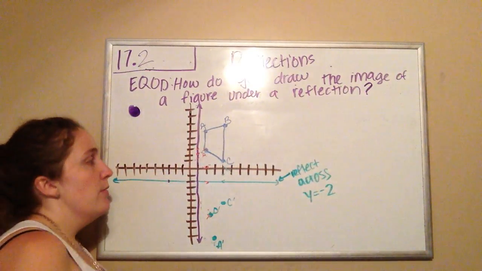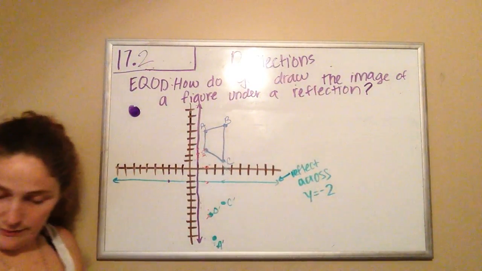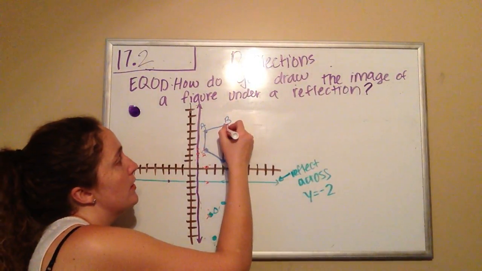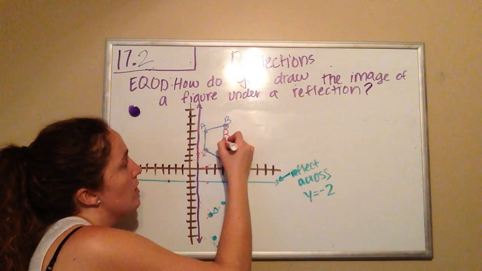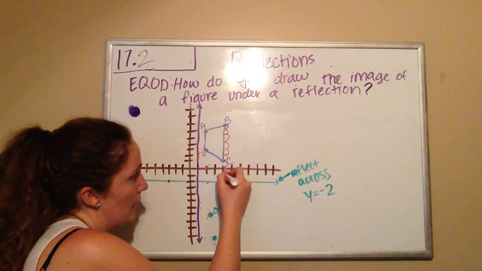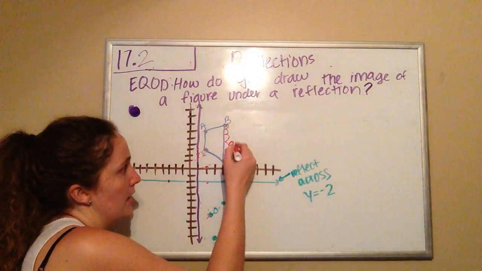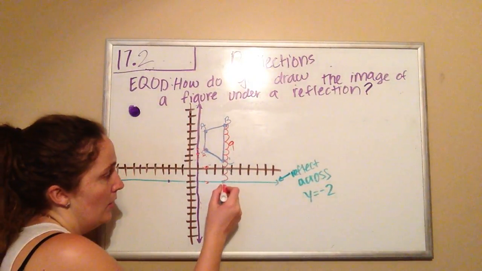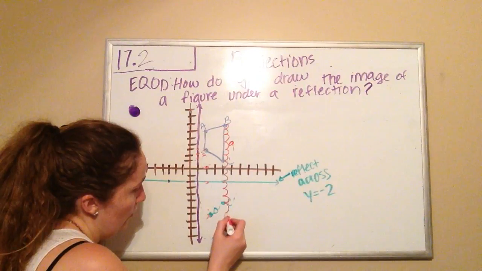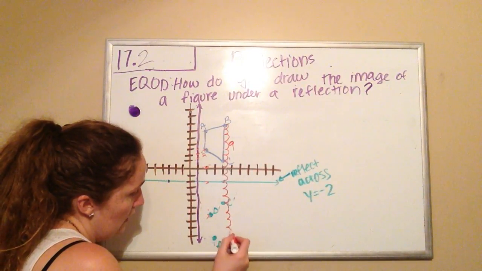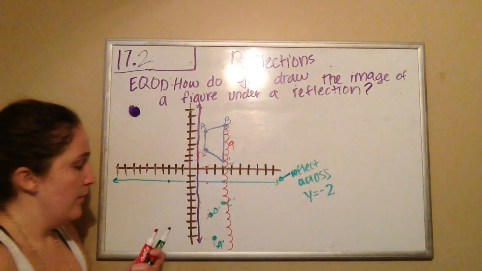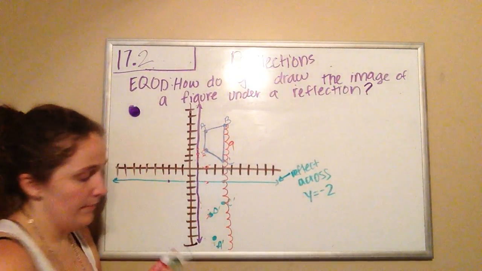Alright, we got one last point. We got point B. So we're counting how far it is away. It is 1, 2, 3, 4, 5, 6, 7, 8, 9. So that was 9. So we're going 9 down again. 1, 2, 3, 4, 5, 6, 7, 8. And we actually didn't quite have enough. We're going to put a little 9th down here. 9.